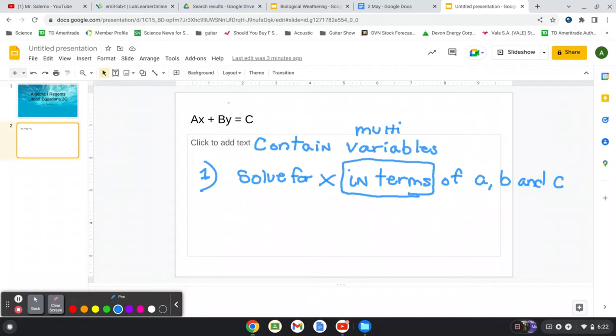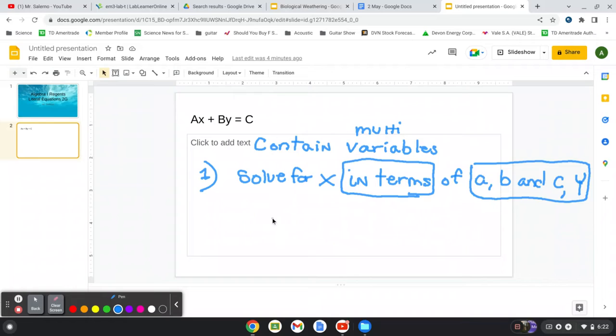You're going to see this on the Regents: solve for x, or maybe solve for y, or whatever the case may be. If they're saying solve for x, they're going to follow by saying in terms of whatever else is left. In this case, in terms of A, B, C. Oh, and don't forget the Y. Anyway, whatever's left, they're going to say in terms of.